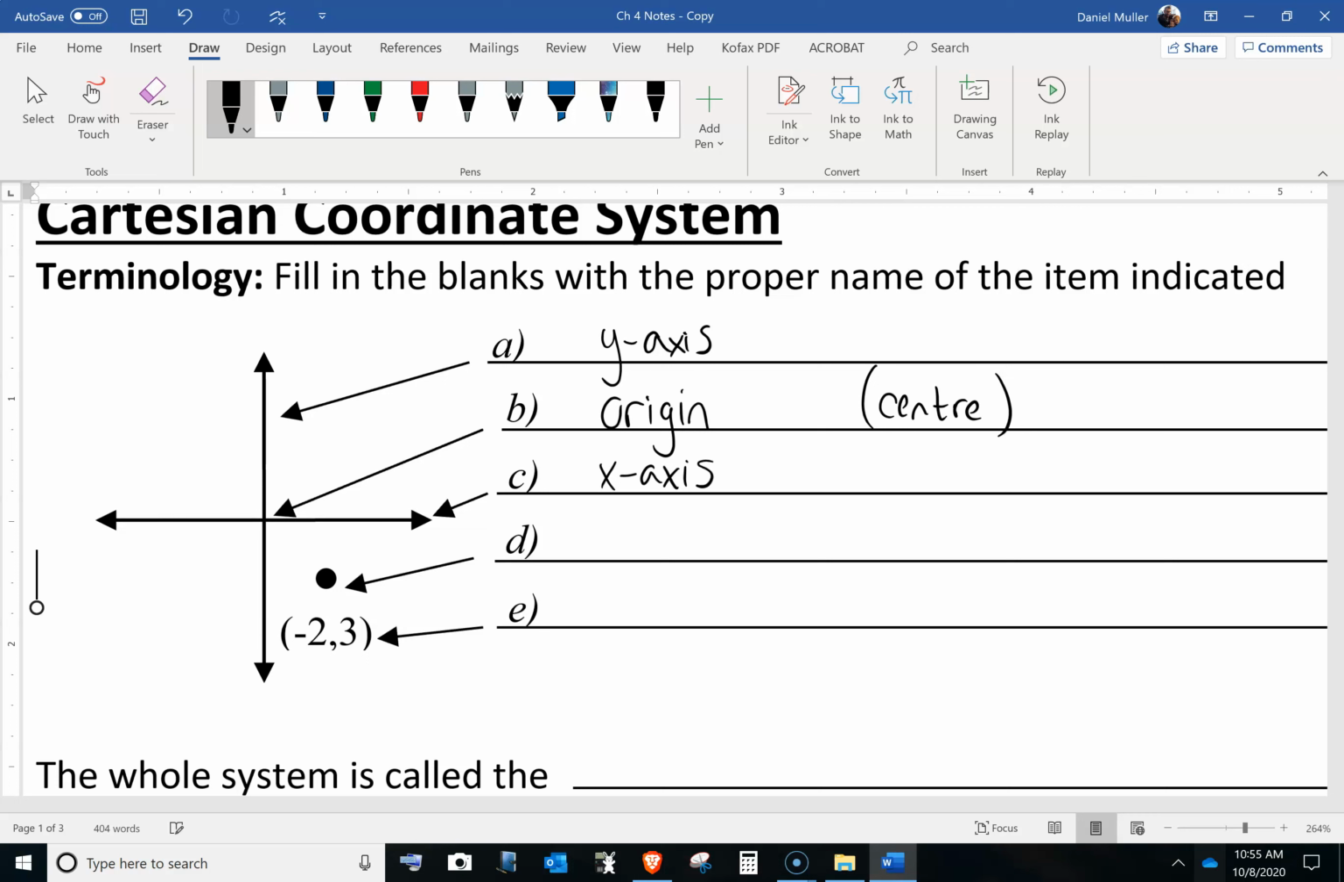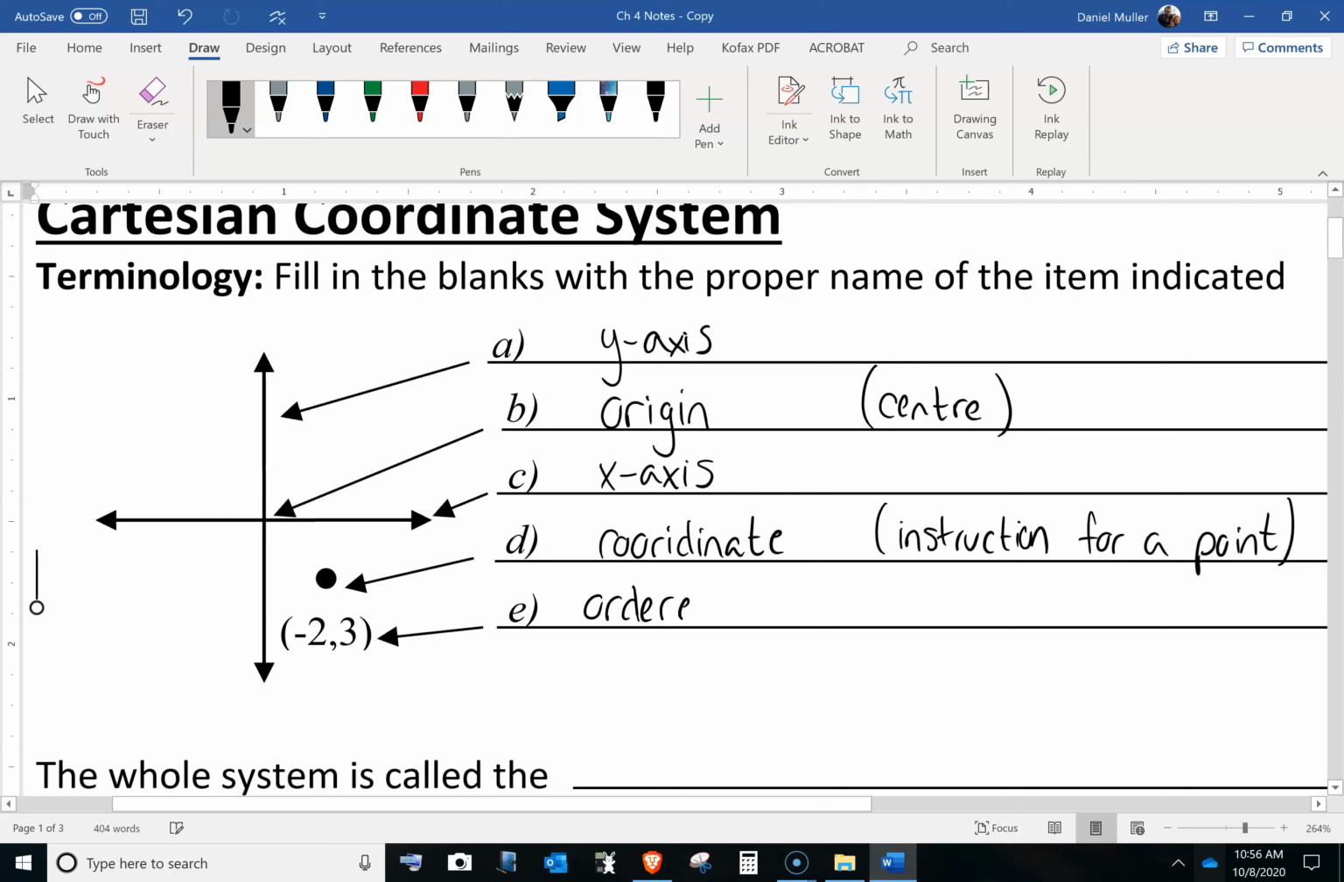Now D is right here. That is some sort of coordinate, some sort of instruction for a point. So there's going to be points on this graph, and we need some sort of instructions. And E here is part of that. E is the instructions. So this is the actual dot, the coordinate, and this is called the ordered pair.